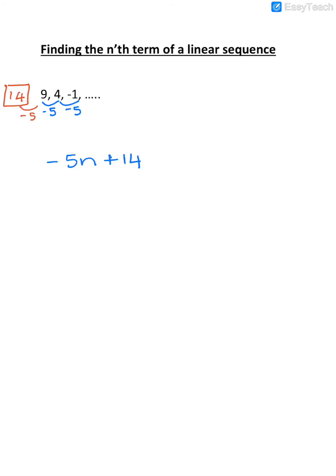Okay, so the third and final one, if you could pause the video and have a go and then play it again to see the solution.